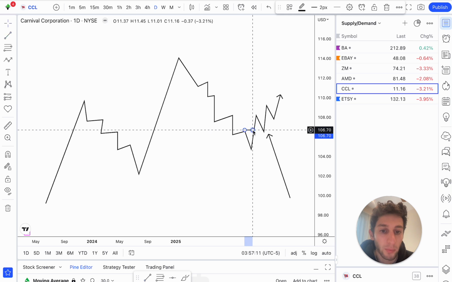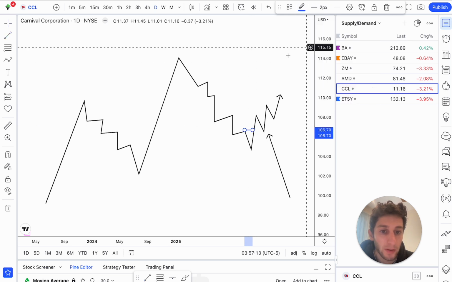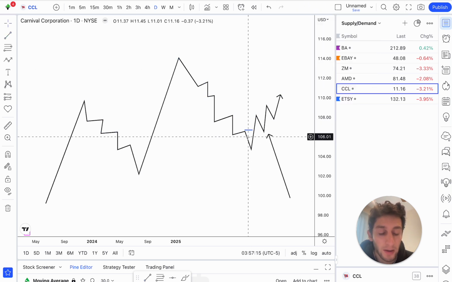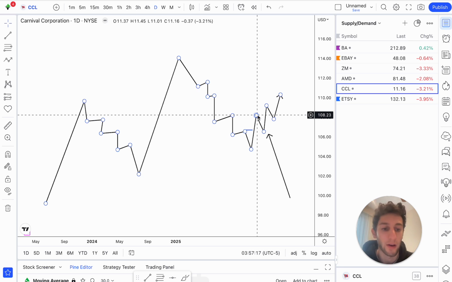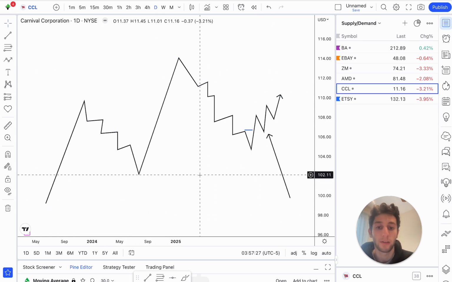We finally break this high here, make that a different color. We break this high and we make our first higher high. Now that we have our first higher high, we know, okay, trend is starting to change. We don't necessarily want to be short anymore. Again, higher time frame context is long, right? We're in an uptrend.